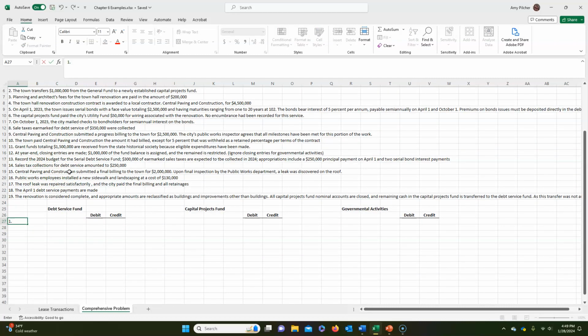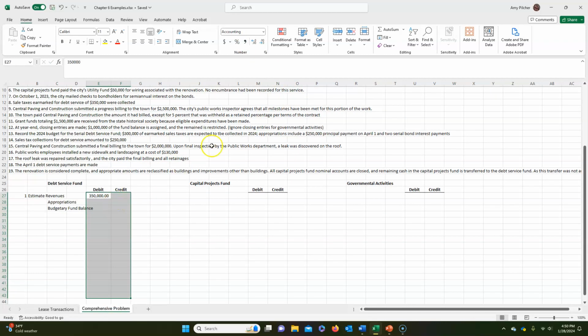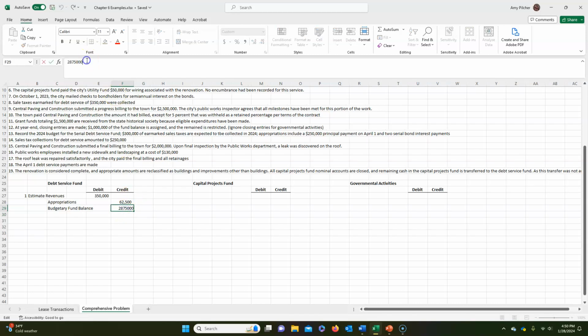So transaction 1, then in the debt service fund, we're going to have estimated revenues, and then we're going to have appropriations and our budgetary fund balance. So those estimated revenues of $350,000. Appropriations for the interest, so that 5% interest on those bonds, and then the difference being the budgetary fund balance. One too many zeros there. Okay, in the capital projects fund, there is no entry for one, and in the governmental activities, no entry.